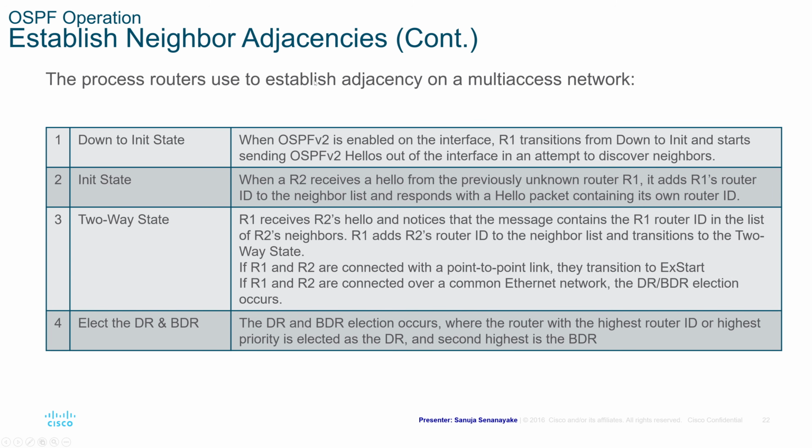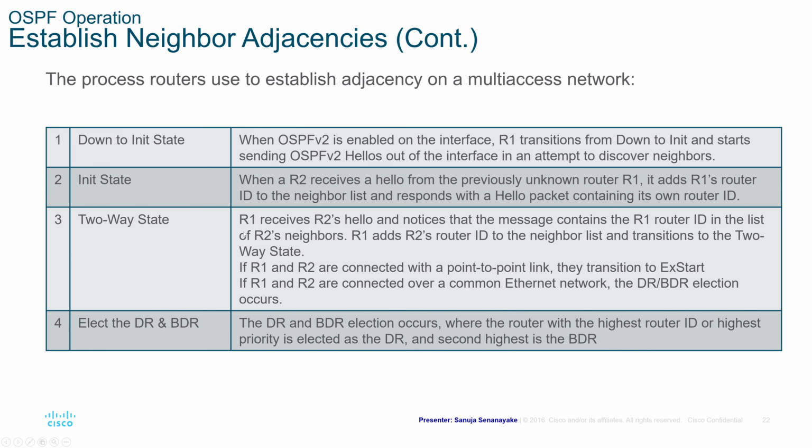The process routers use to establish adjacency on a multi-access network has these 4 steps. The down to init state: when OSPFv2 is enabled on the interface, R1 transitions from down to init and starts sending OSPFv2 hellos out the interface in an attempt to discover neighbors. In the init state, when R2 receives a hello from the previously unknown router R1, it adds R1's router ID to the neighbor list and responds with a hello packet containing its own router ID.